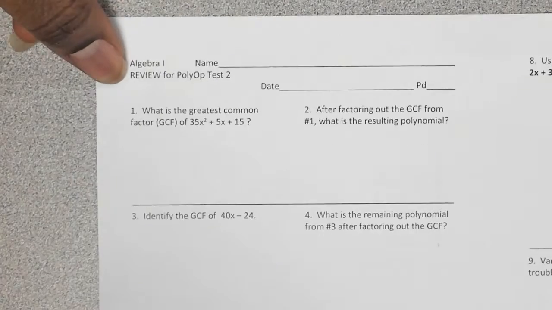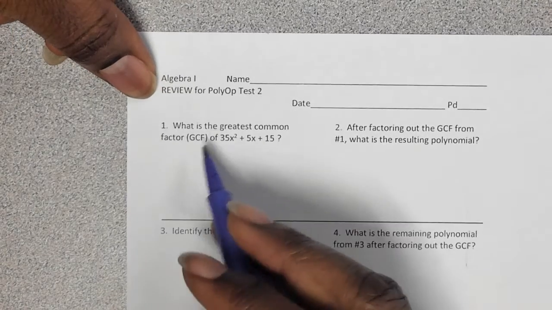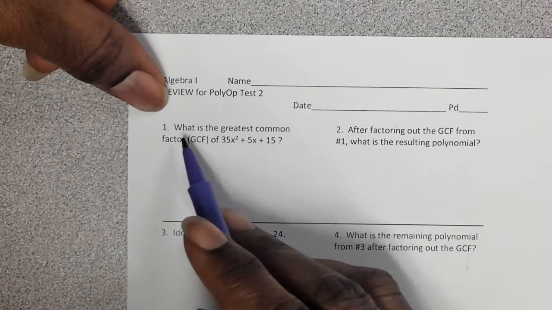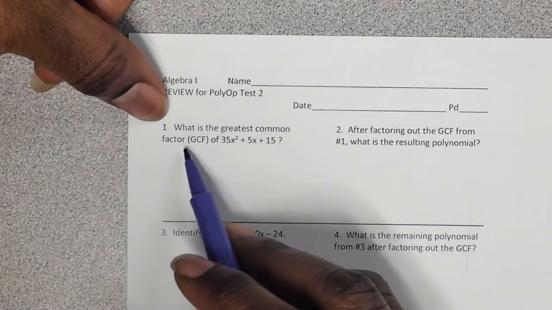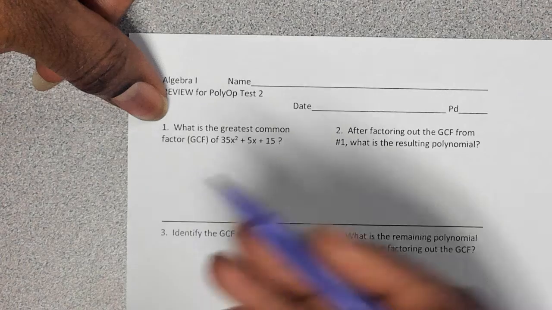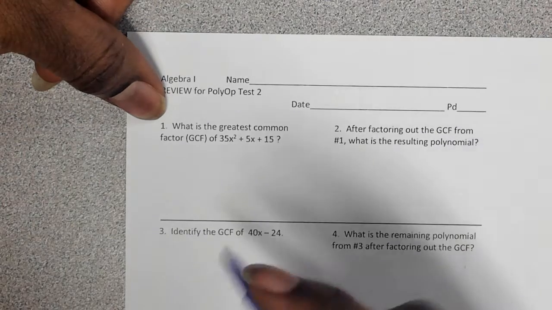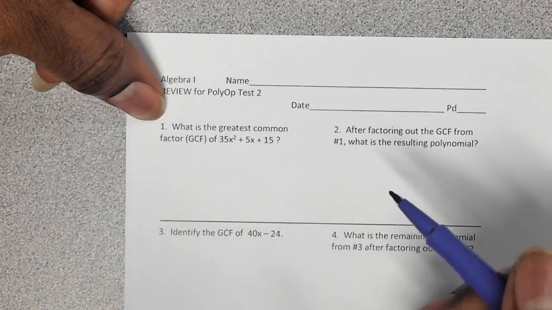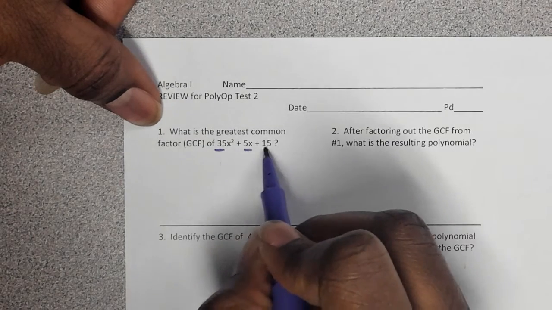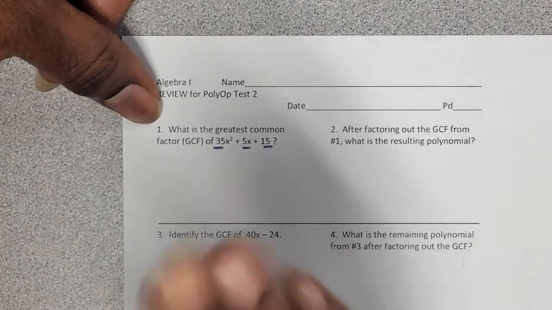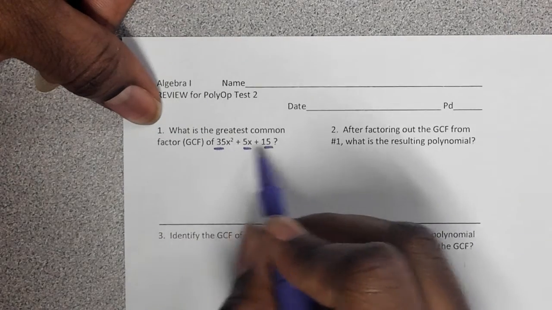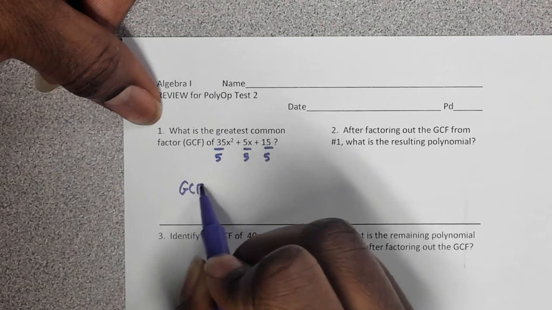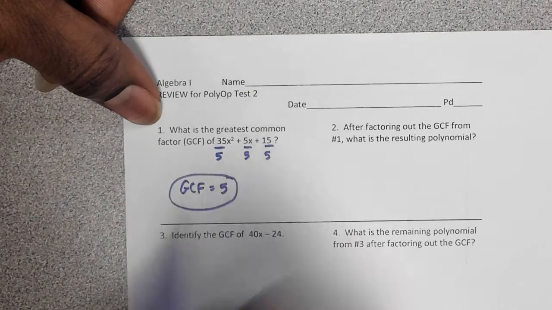So number 1, notice it does not want you to factor the whole thing because it's not even factorable if you tried. So it says, what is the greatest common factor of this? Just meaning, what can we divide everything by? You know how usually in the beginning we look at it and I say, oh yeah, you can divide. Always try the smallest number first. If it works, then you don't have to worry about anything else. The smallest number is 5. Yes, you can divide everything by 5. So that means the GCF is 5.